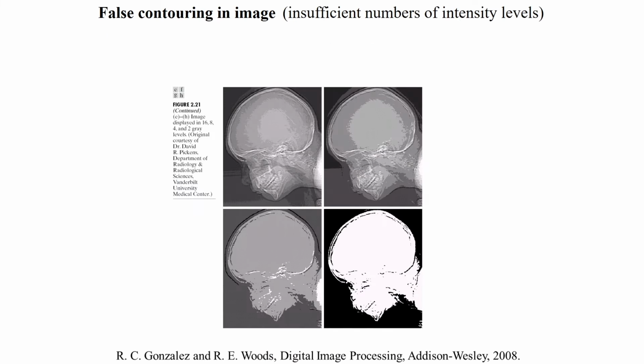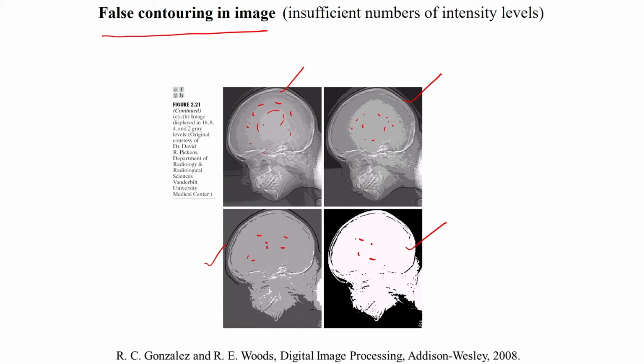This is another example. If you see the first image, this is 16 gray levels, the second one is 8 gray levels, the next one is 4 gray levels, and this is 2 gray levels, that means the binary image. So, if you see this portion, it is not properly represented in these images. So, this effect is called the false contouring effect.